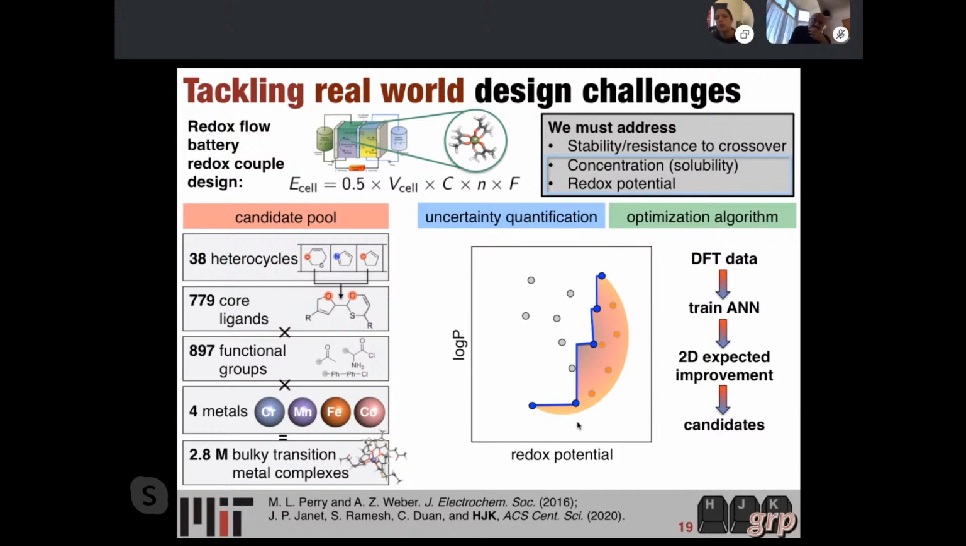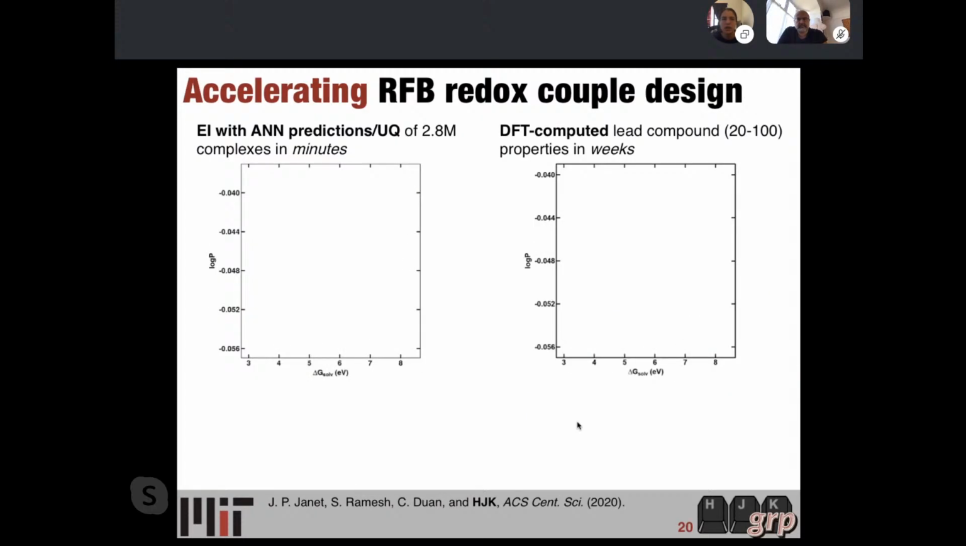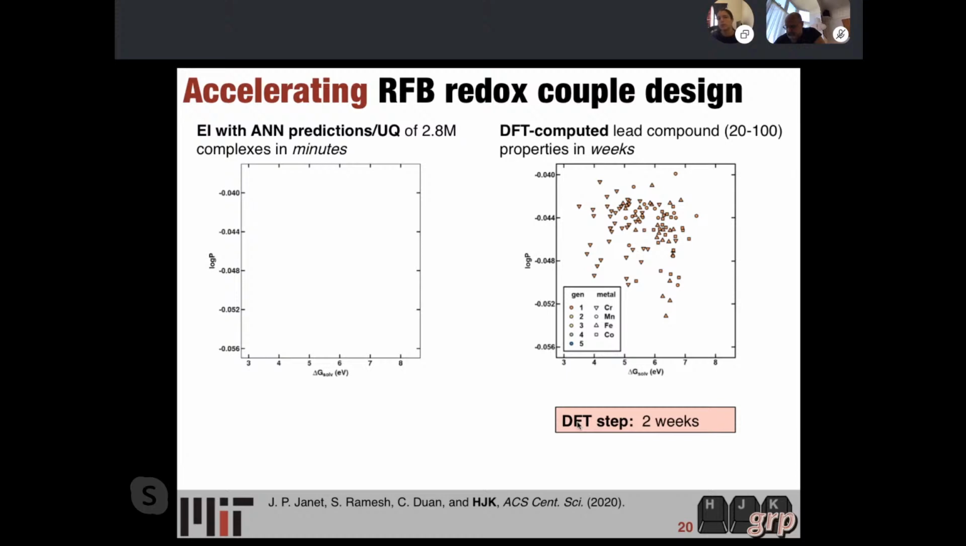We come up with candidates. Maybe the neural net is right, maybe it's wrong. We reevaluate those points with DFT, and then we retrain the model. And so this is what this looks like in practice. So we spent a couple of weeks in the first time that we did this, and this is what we end up with. We ended up with about 100 points.